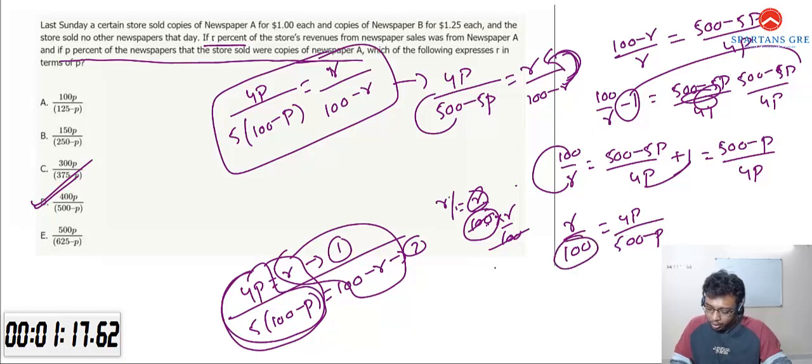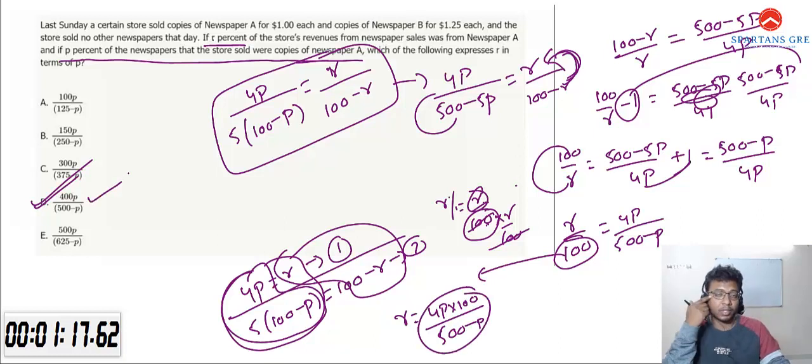Now you want your r. So your r will be 4p into 100 by 500 minus p. So this is your answer for this question, right?